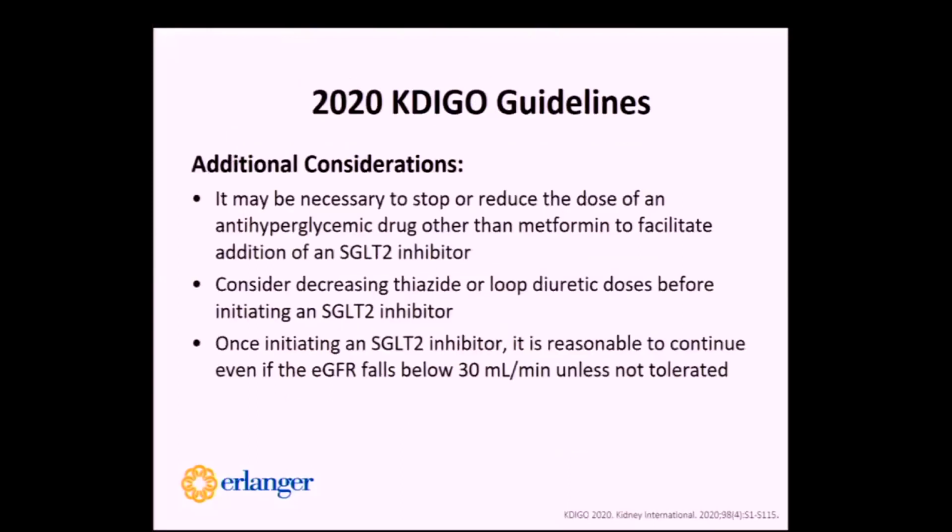Some additional considerations from KDIGO is that it may be necessary to stop or reduce the dose of an antihyperglycemic drug other than metformin to facilitate the addition of an SGLT2 inhibitor. You may consider decreasing a thiazide or loop diuretic dose before initiating the SGLT2 inhibitor, just because of those diuretic effects of the mechanism of SGLT2 inhibitors. And finally, once initiating the SGLT2 inhibitor, it is reasonable to continue even if the EGFR does decline below that 30 milliliters per minute, as long as the patient continues to tolerate it. So those were the KDIGO guidelines of patients with diabetes. There have been no update of recommendations for CKD patients without diabetes.